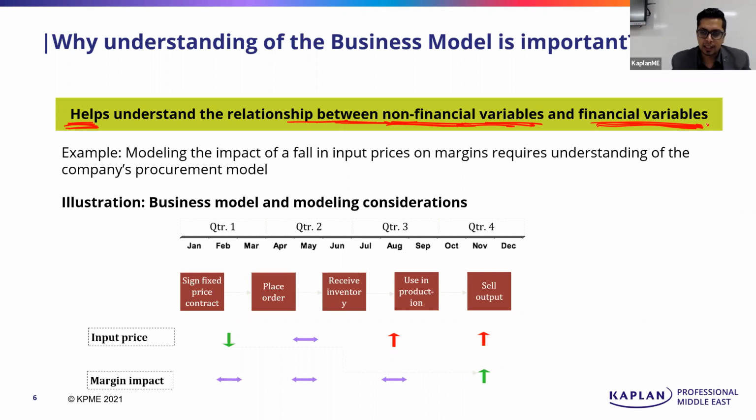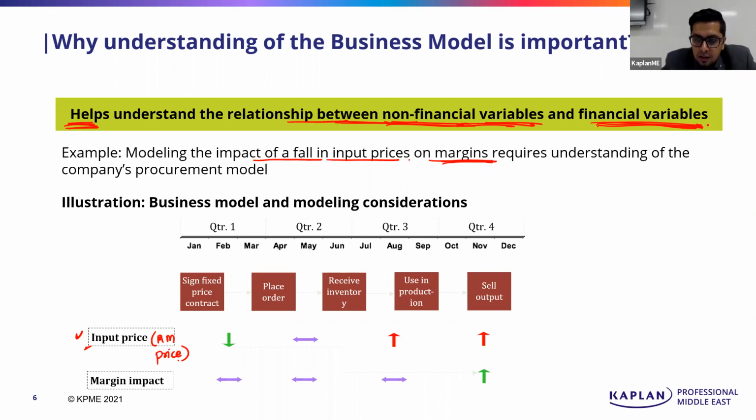Now, here is a very nice example. Let's say you are forecasting or building a budget, and what you want to see is the impact of a fall in input prices on margins. If there is a fall in input prices, that is, let's say the raw material prices have fallen, obviously the margins will increase, right? But when will it increase? For that, we have to understand the business model. Now, if you look at this very nice illustration, this is the input price, that is the raw material price.